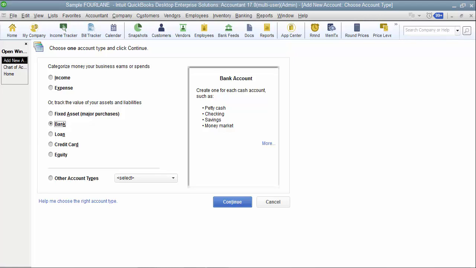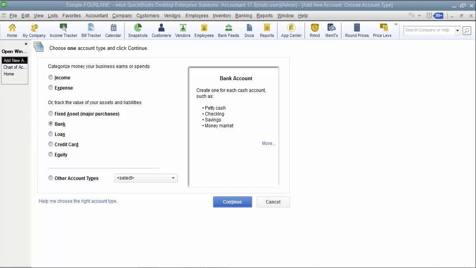So they would be pulling from a bank account type. Also, this is one of the account types that you can connect to an external bank, okay? So you want to make sure that if you are trying to connect to your bank account, obviously you need to set it up in QuickBooks as an account type of bank.